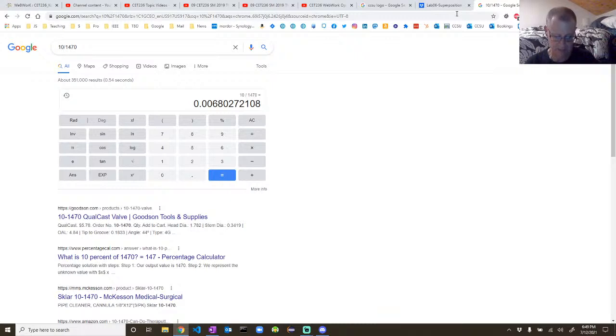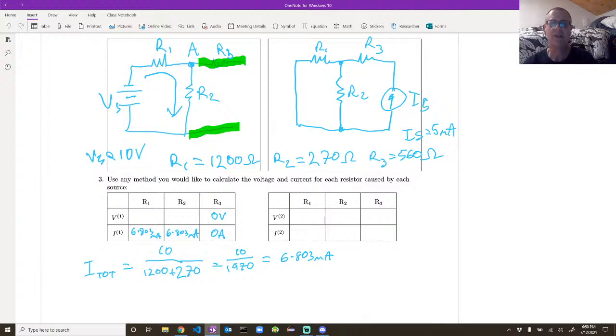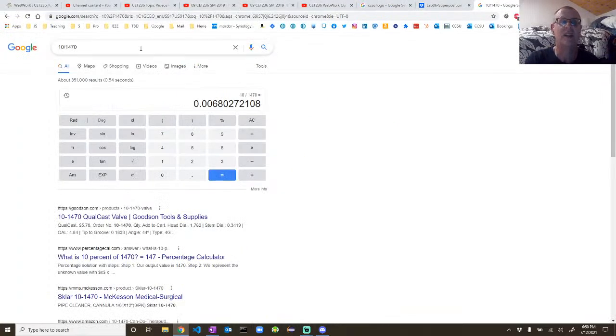6.803 milliamps. So both of these currents are both the same. Let me go back to there. Both these currents are the same. They have to be. There's nowhere else for the current to flow. The voltages are going to be different. One of them is going to be 1200 times 6.803 and the other one's going to be 270 times 6.803. So let's see what those numbers are.